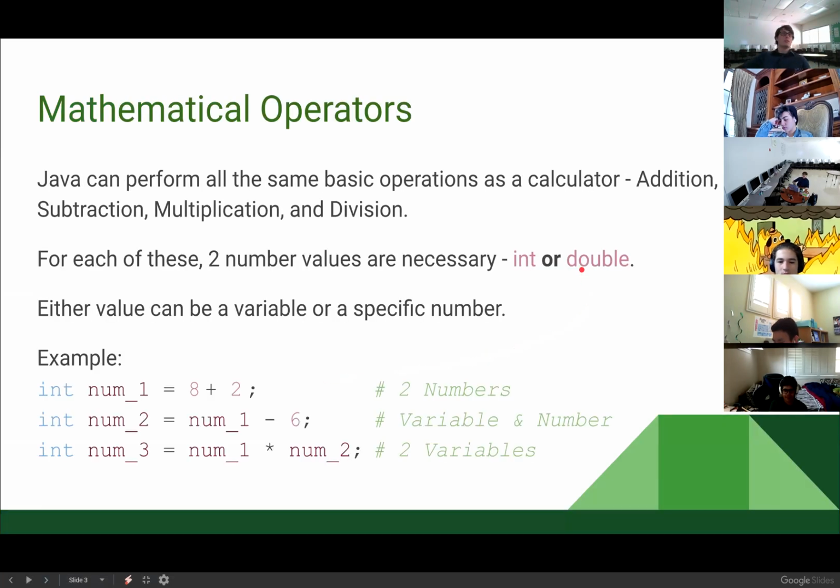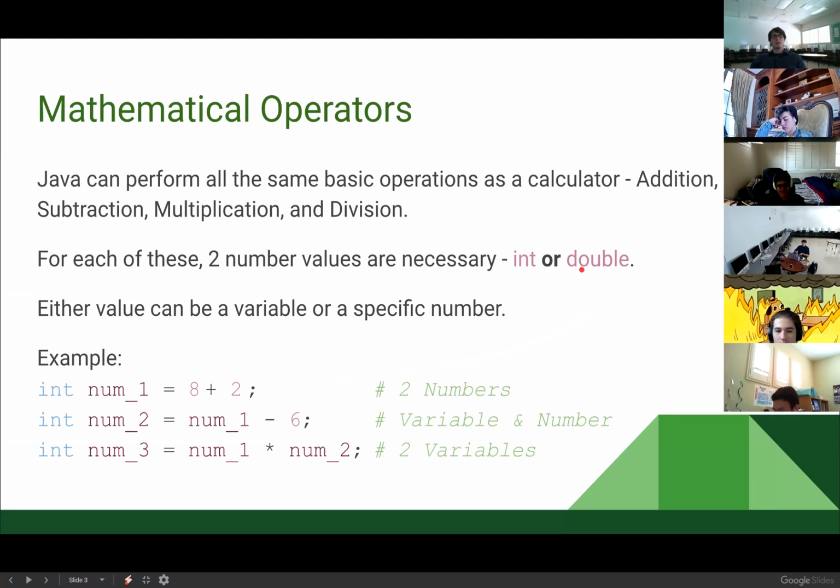So we can do all of those same things in Java. We can do addition, subtraction, multiplication, and division. For each of these, you need two number values, whether they are int or double number values. And either value can be a variable, or the value stored in a variable, or it can be a specific number. So in all three of these examples, I am creating an int value.